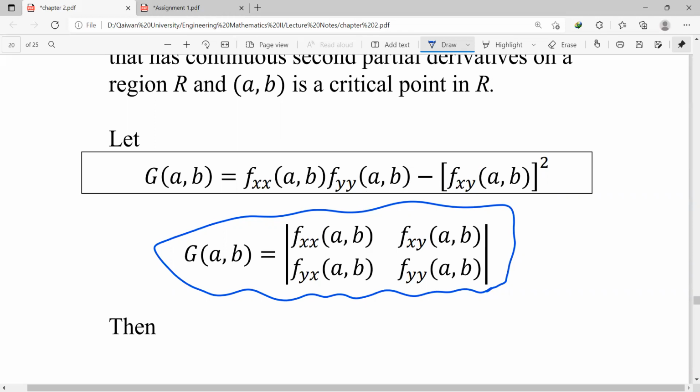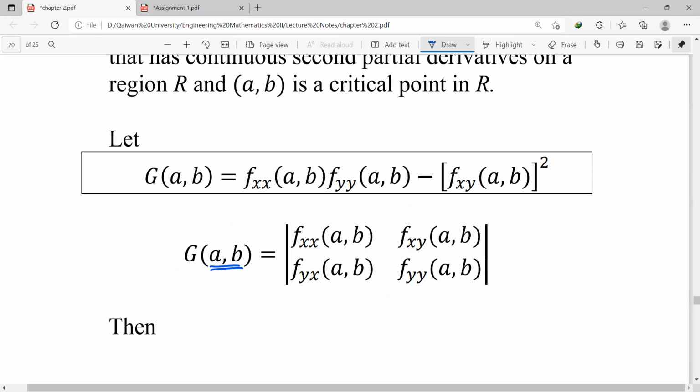At the critical points, we are going to find this Jacobian as the determinant of the matrix with f sub xx at (a, b). Let's say (a, b) is the critical point. So f sub xx at (a, b), f sub xy at (a, b), f sub yx at (a, b), and f sub yy at (a, b). We are going to find these second partial derivatives, and then we find the determinant of this matrix.